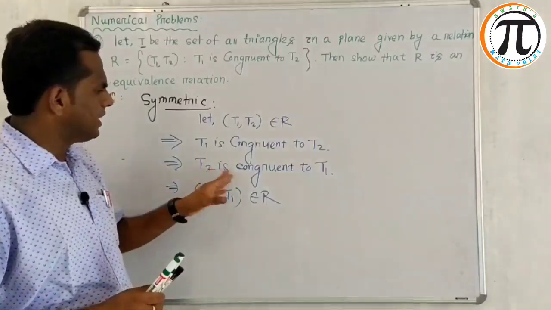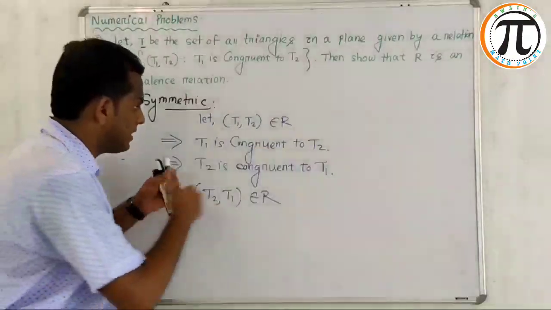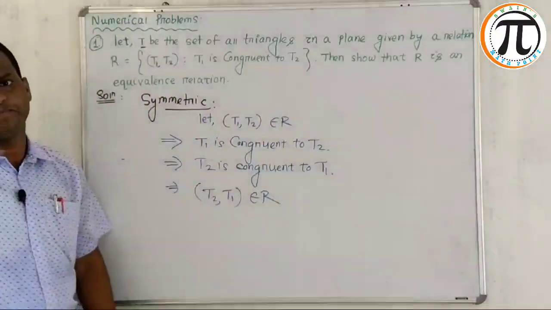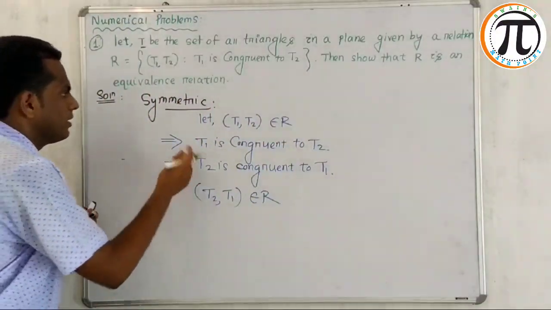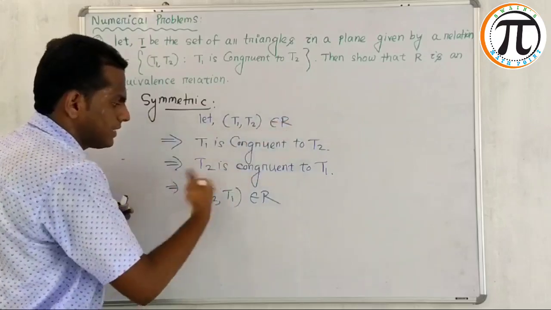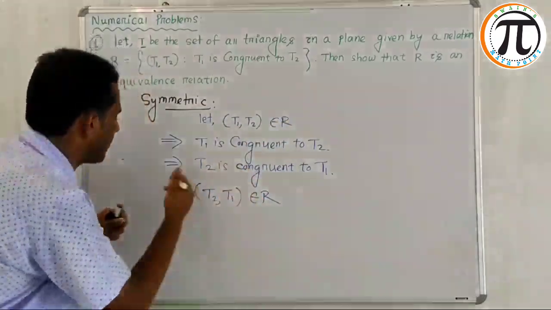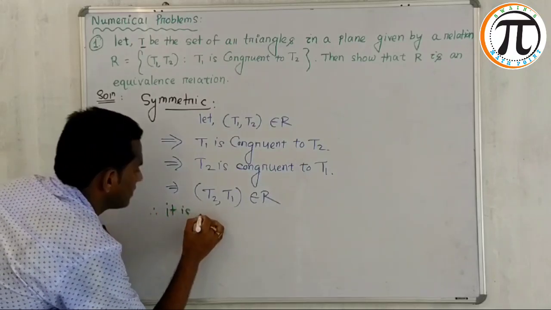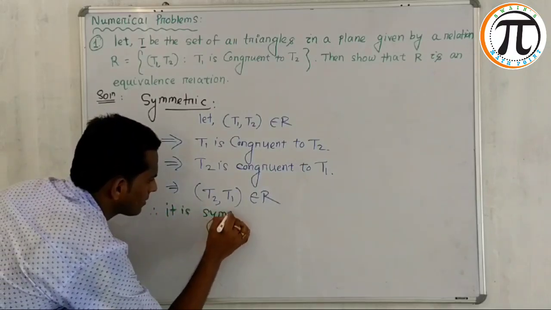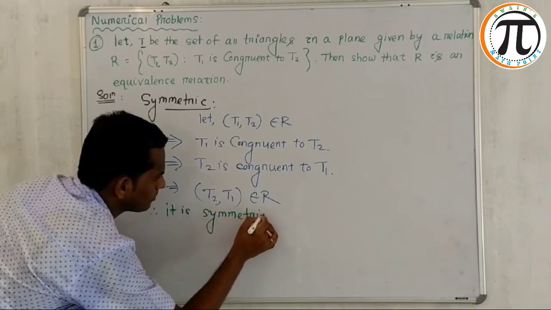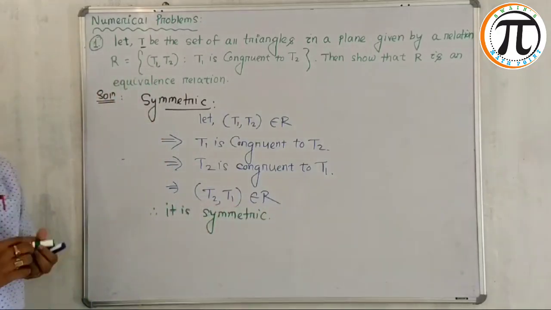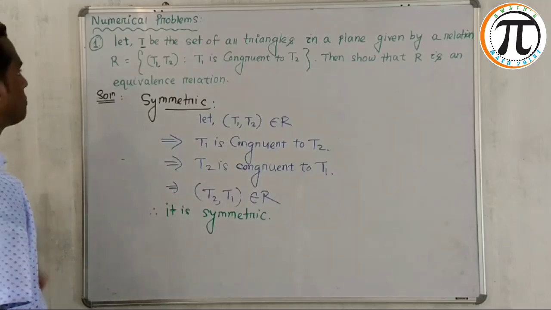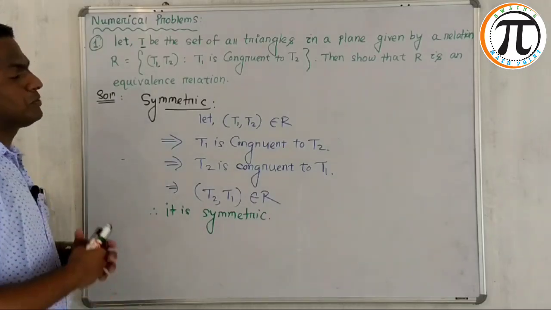That means we can tell T2 is also congruent to T1. That means this sentence का mathematical expression है कि नहीं? Okay. So since T1, T2 belongs to R, hence T2, T1 belongs to R is coming. That's why hence it is symmetric. Clear? So ये symmetric हो गया proved. Okay. So next thing what to do? You have to prove transitive.